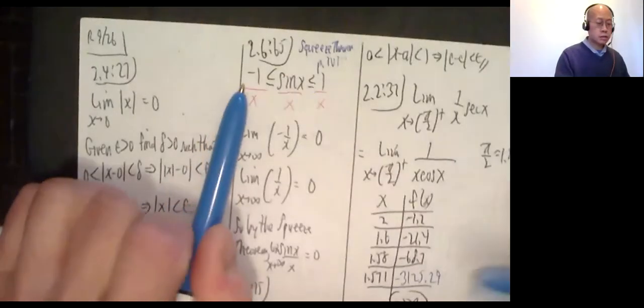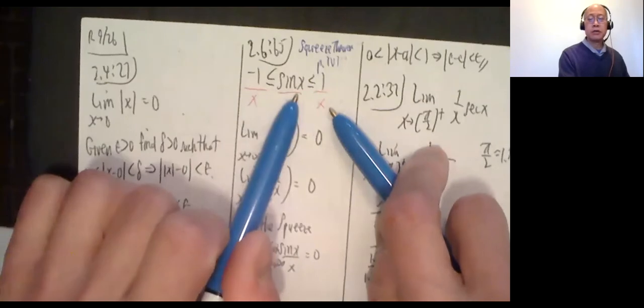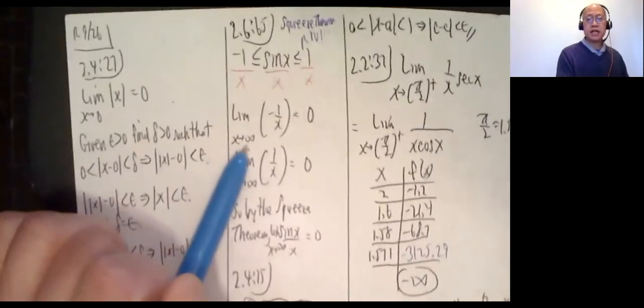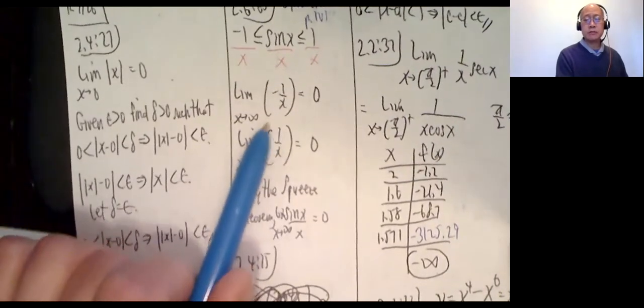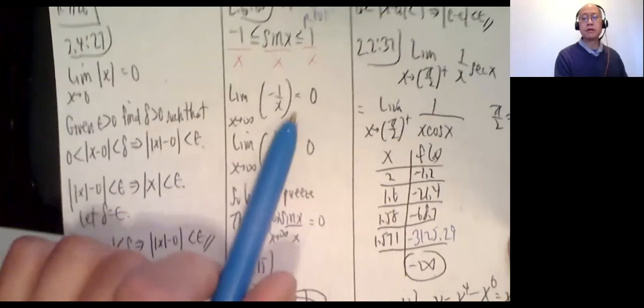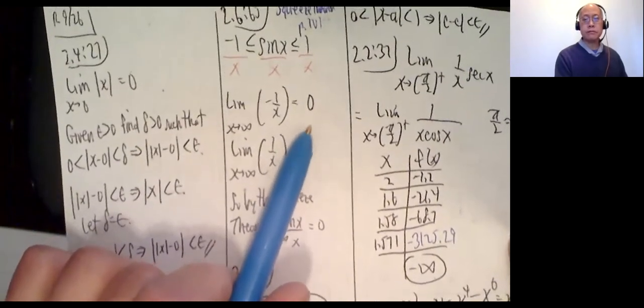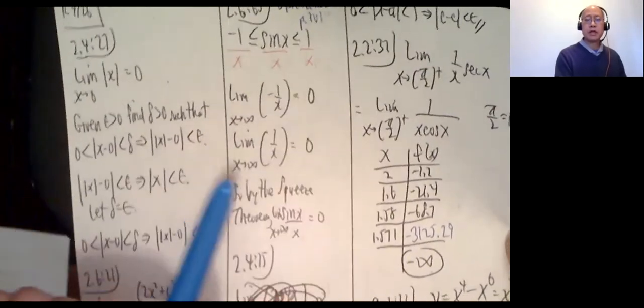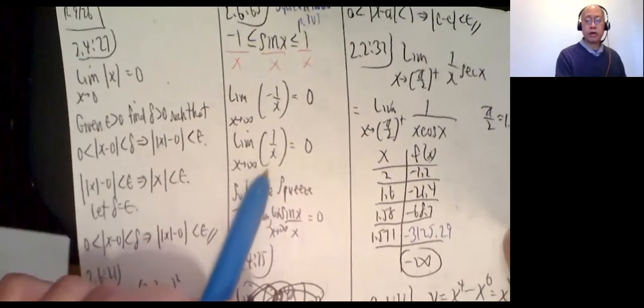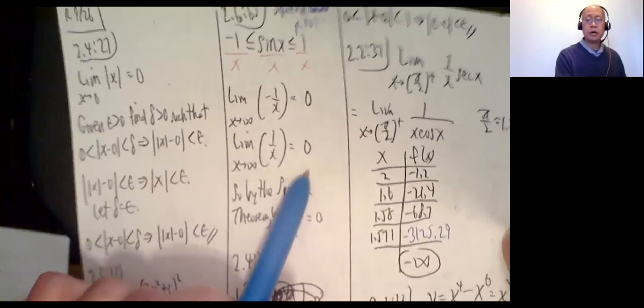So smallest, largest, in between. Okay, what happens to the smallest? Limit as x approaches infinity of -1 over x. Negative 1 over a million, negative 1 over a billion, negative 1 over a trillion, 0. How about the largest? Limit as x approaches infinity of positive 1 over x. 1 over a million, 1 over a billion, 1 over a trillion. That also approaches 0.